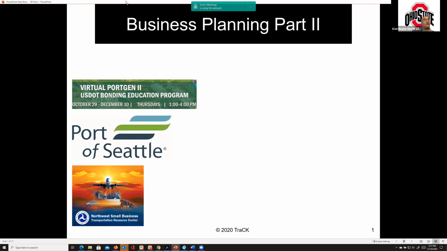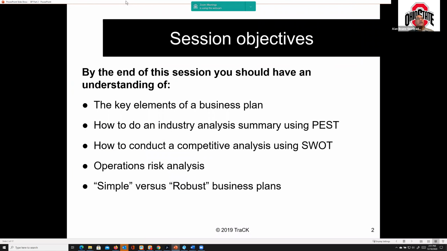So, business planning part 2. The session objectives for today are to go over the key elements of a business plan, also how to do an industry analysis summary using PEST, and then how to conduct a competitive analysis using SWOT. And then we'll get into some operations risk analysis. And then at the end, we'll go over simple versus robust business plans using a business plan template that I can provide people.